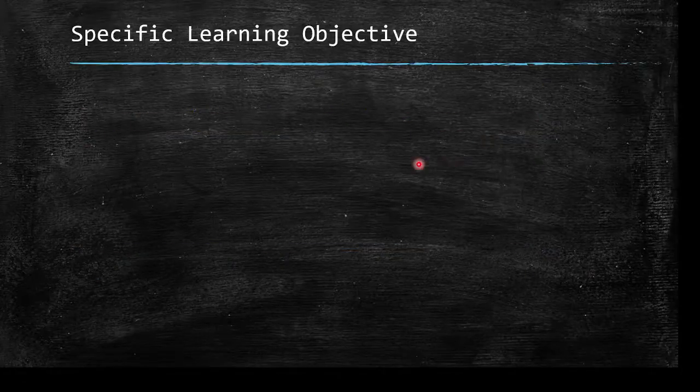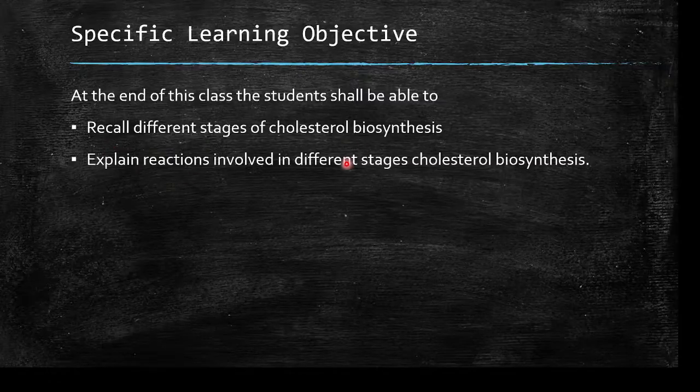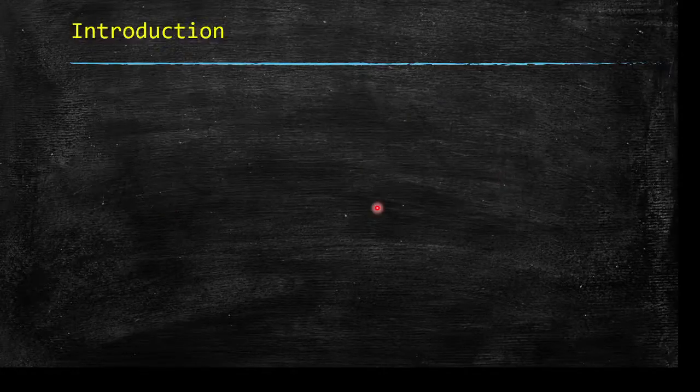Okay, what are the objectives of today's class? At the end of this class, you will be able to recall different stages of cholesterol biosynthesis, explain reactions involved in different stages of cholesterol biosynthesis, and explain regulation of cholesterol biosynthesis. Okay, so these are the three major objectives. So before we get into those objectives, we will try to know what is cholesterol.